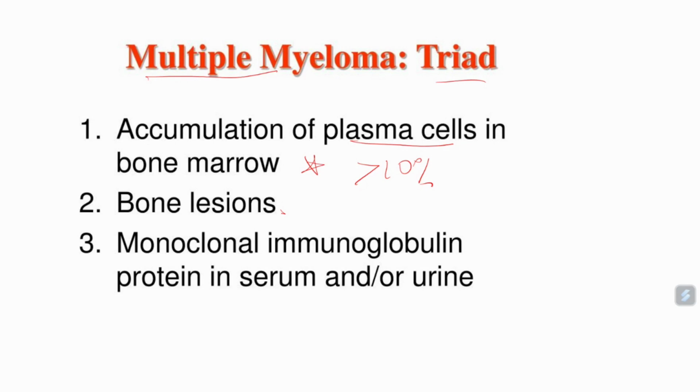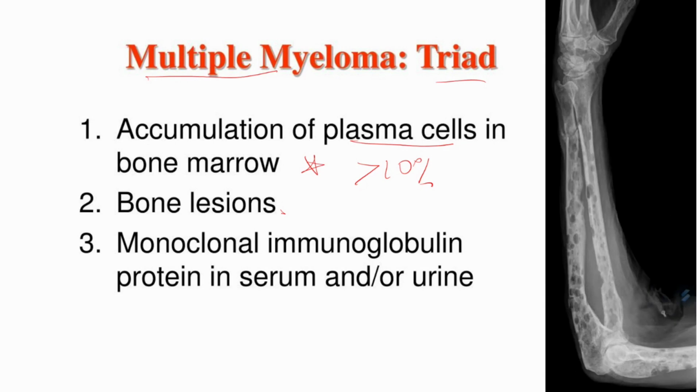Bone lesions are seen, and here I think you can see the bone lesions. Is it clearly visible to you all? You can zoom and you can see. These are the bone lesions in multiple myeloma. These are called lytic bone lesions.